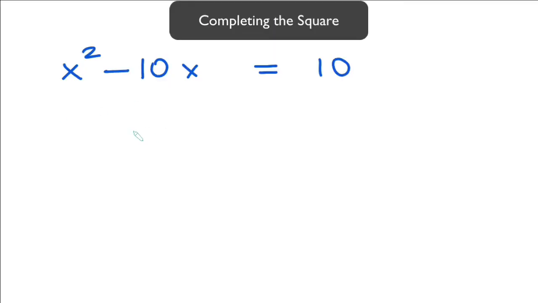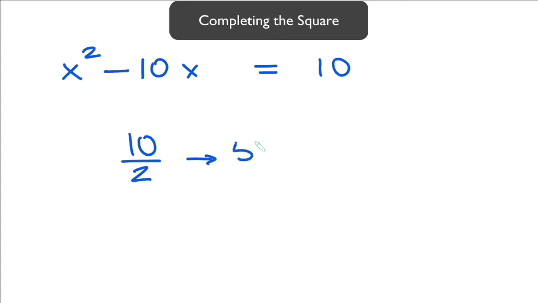Now, completing the square is a super important skill for your SAT and ACT tests. And this is the first type of problem that will require you to use completing the square. So what you do is look at this x variable over here and take the coefficient in front of x, which is 10, and then divide it by 2, so you get 5.